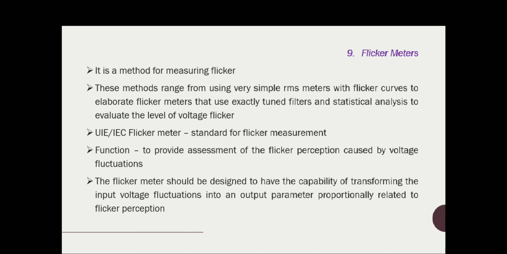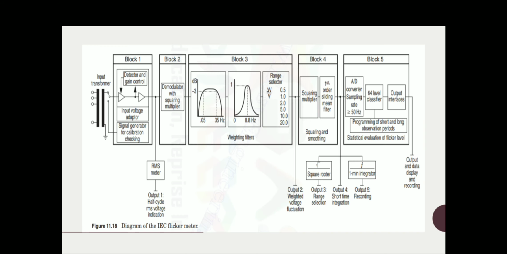The second section also consists of filters that weight the modulating signal according to the particular meter specification. And the other section usually consists of statistical analysis provisions in the meter. So here you can see a diagram of an IEC flicker meter.